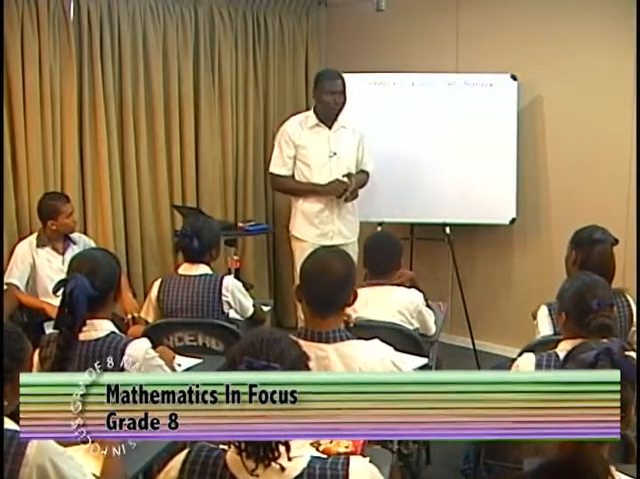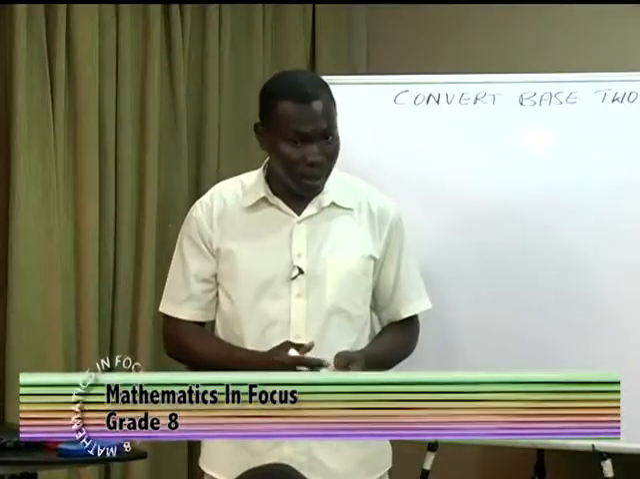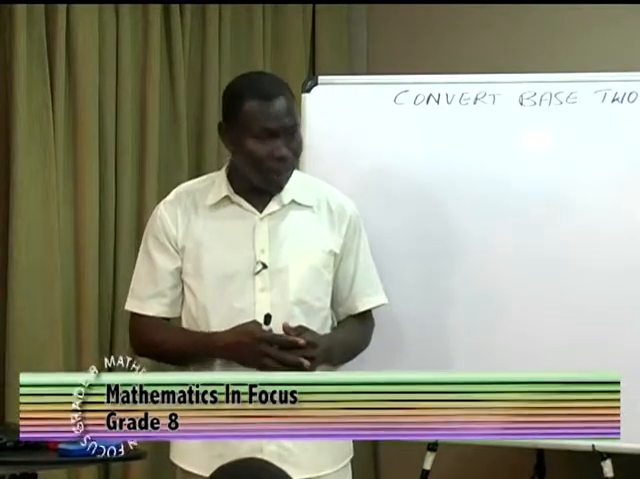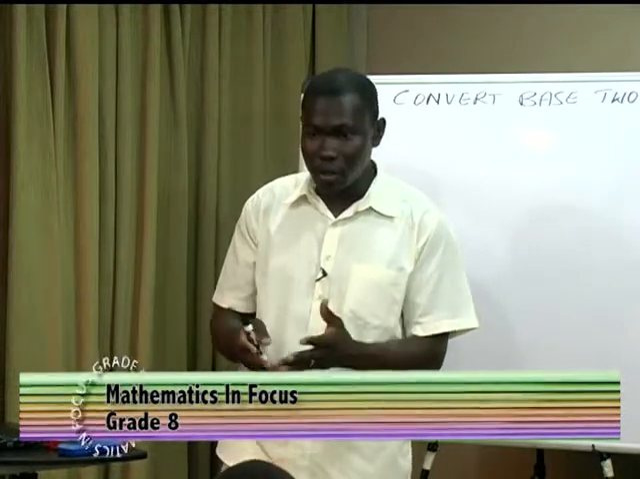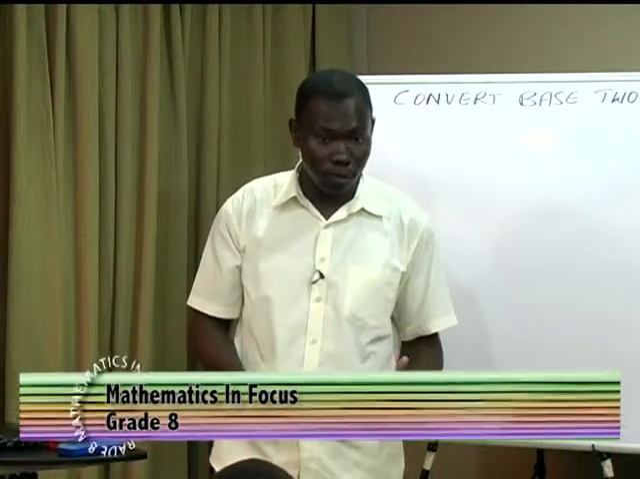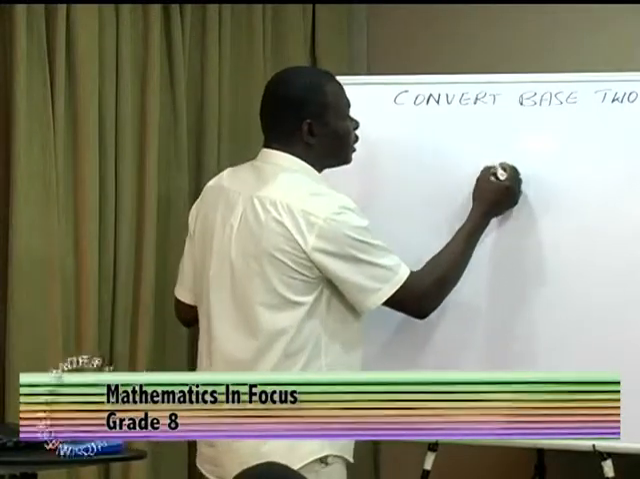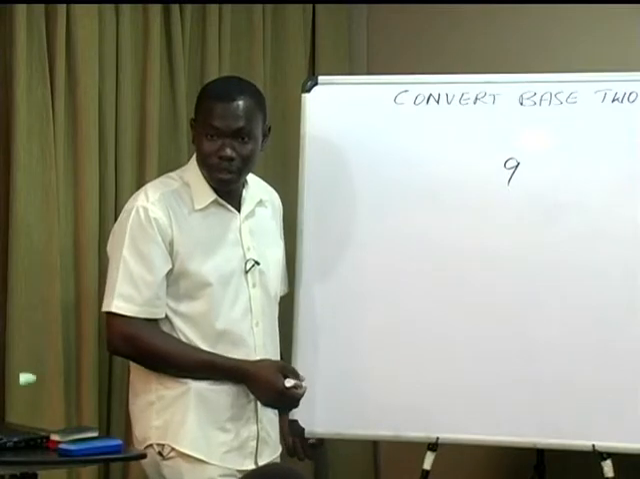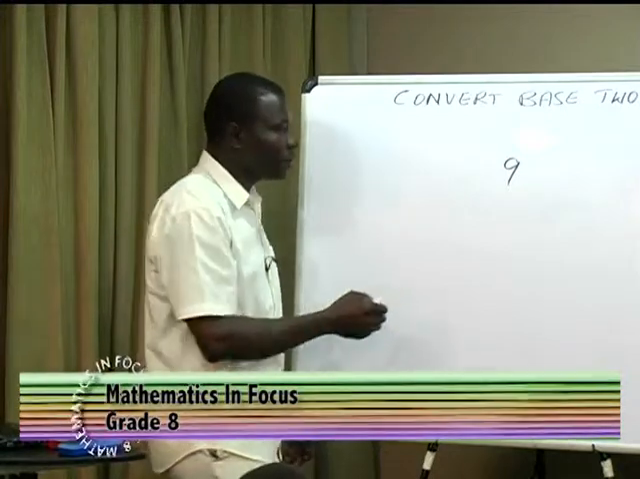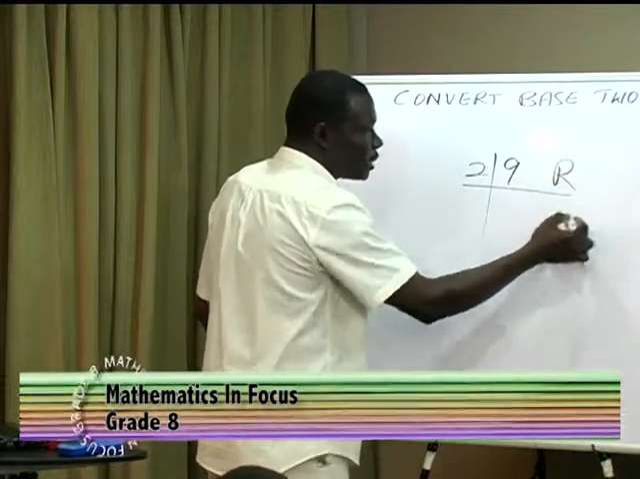Now, if you remember, in our previous lesson, we looked at converting from base 10 to base 2. And to convert from base 10 to base 2, we divide repeatedly by 2. Whatever number we were going to convert, we divide repeatedly by 2 to get the base 2 equivalent of the base 10 number. So for example, if we had the number 9 and we wish to convert this to base 2, remember, if there is no subscript, well then what is the base? 10. 10, correct.